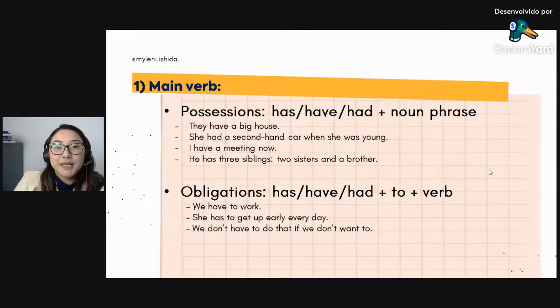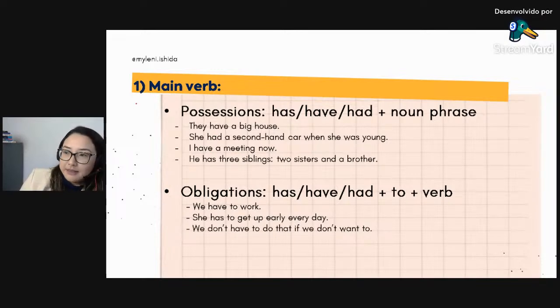She had in the past a second-hand car when she was young. In this case, I'm conjugating the main verb. Remember, possessions, the verb have is a main verb, not auxiliary. Main verb here. She had a second-hand car when she was young. I have a meeting now. He has three siblings, two sisters and a brother. Siblings is the way that we call brothers and sisters together. Okay? So they have a big house.